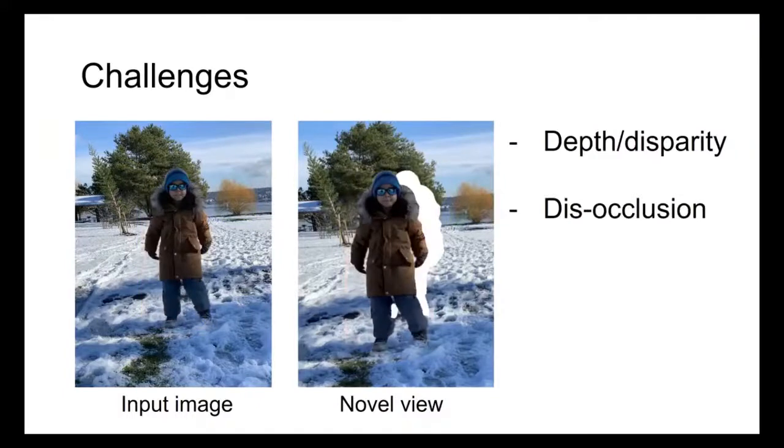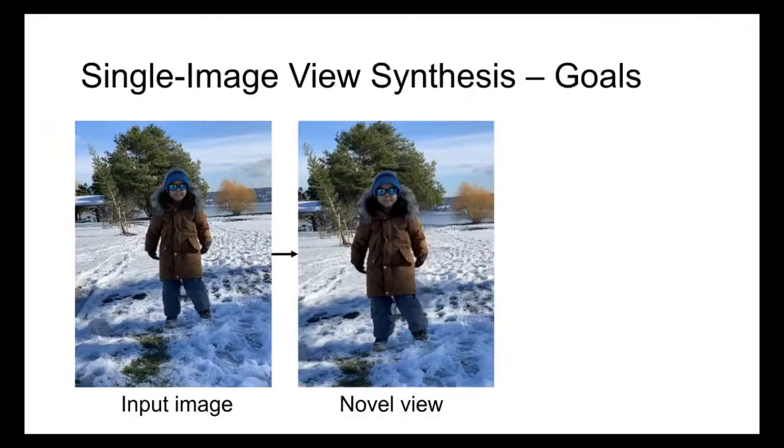The second problem is that when you render a novel viewpoint, you will see disocclusion, because those are regions that are not visible in the original viewpoint. So you'll see large areas of disocclusion that break the photorealism. And the third problem is that you will need to model some view-dependent effects.